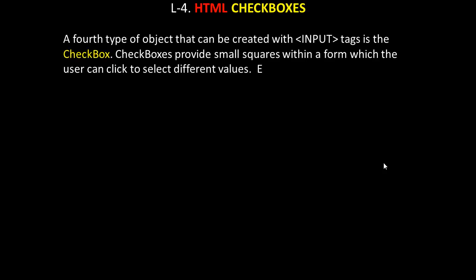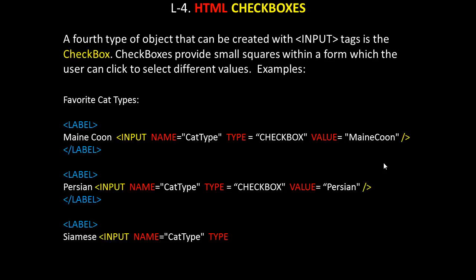A fourth type of object that can be created with input tags is the checkbox. Checkboxes provide small squares within a form which the user can click to select different values. Here are some examples. Let's say that we were going to allow the user to choose from among a group of favorite cat types. In this case, with labels, we'll display the words Maine Coon, Persian, and Siamese on the web page.